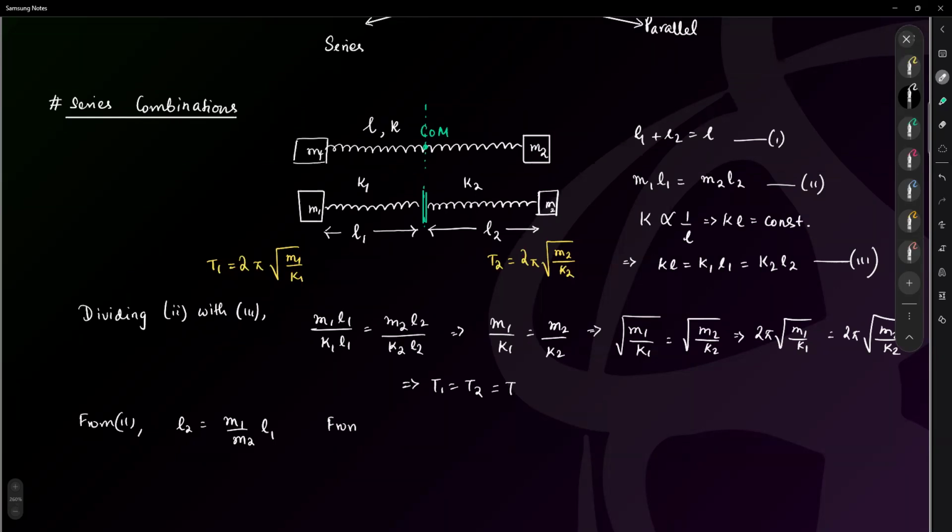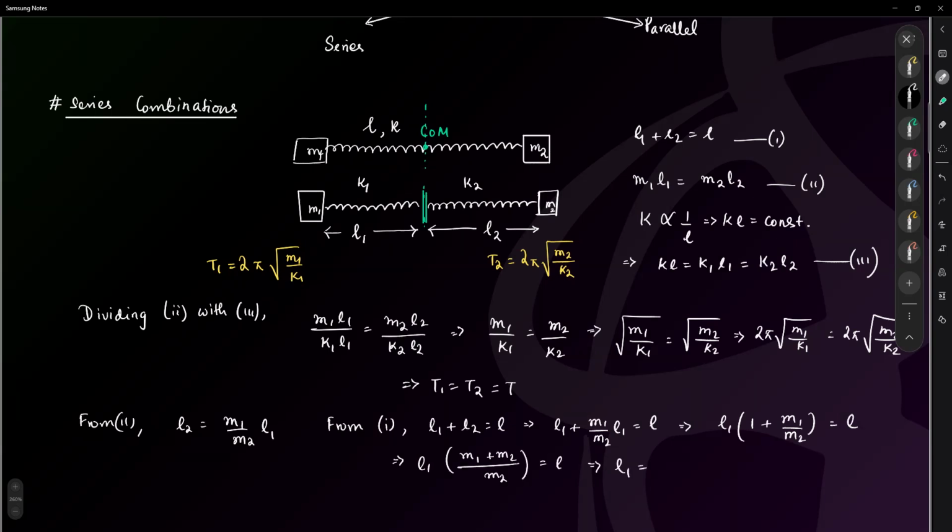Let's take it from the first equation. What we know, L1 plus L2 equals L. That implies L1 plus M1 by M2 L1 is equal to L. If I take L1 common, I will get 1 plus M1 by M2 is equal to L. That is L1 into M1 plus M2 by M2 is equal to L. That is L1 is equal to L into M2 by M1 plus M2. Clear till this portion?